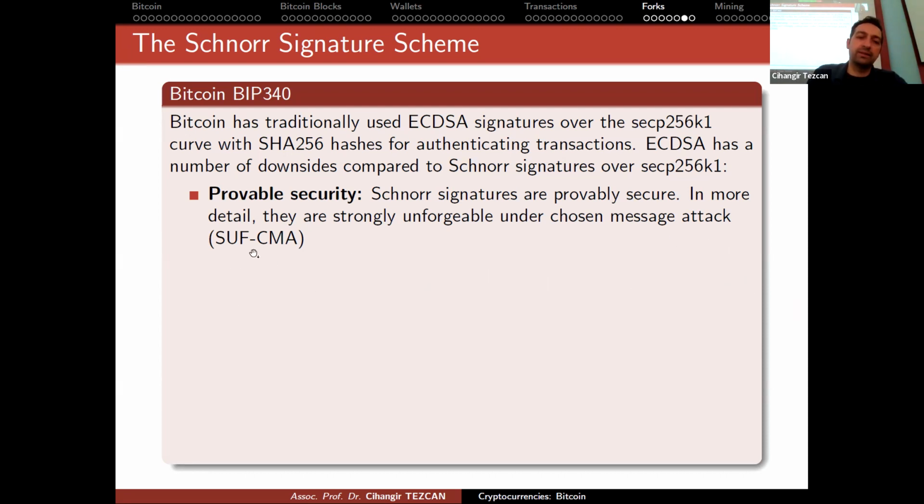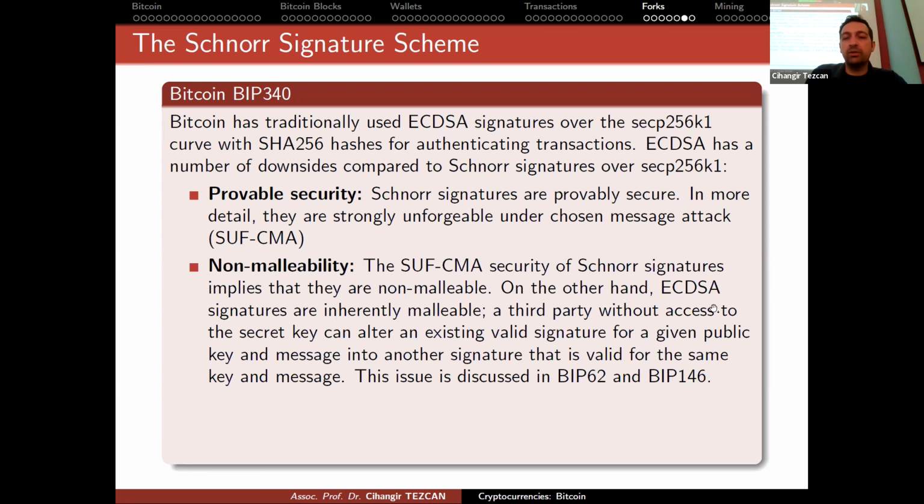This is called SUF-CMA. So this security of Schnorr signatures implies that they are non-malleable. The malleability problem also appears in elliptic curve digital signatures. So SegWit solved that on the hashing part, but here we're talking about the digital signature part. On the other hand, ECDSA signatures are inherently malleable. A third party without access to the secret key can alter an existing valid signature for a given public key and message into another signature that is valid for the same key and message.